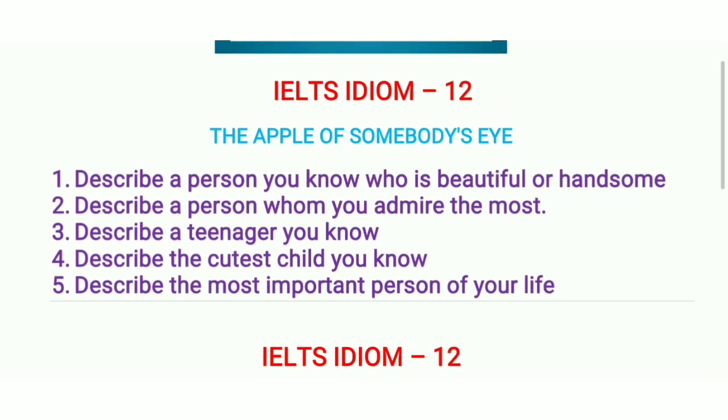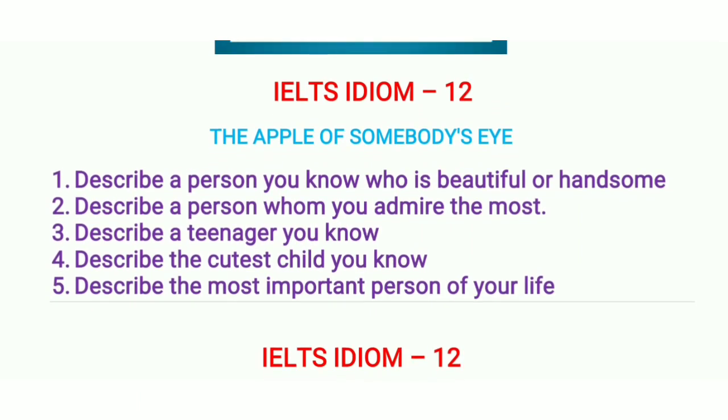Let's begin with the cue cards, because we will first see which type of cue cards require this type of idiom. Very first is describe a person you know who is beautiful or handsome. Second is describe a person whom you admire the most. Third, describe a teenager you know. Fourth, describe the cutest child you know. Fifth, describe the most important person of your life.